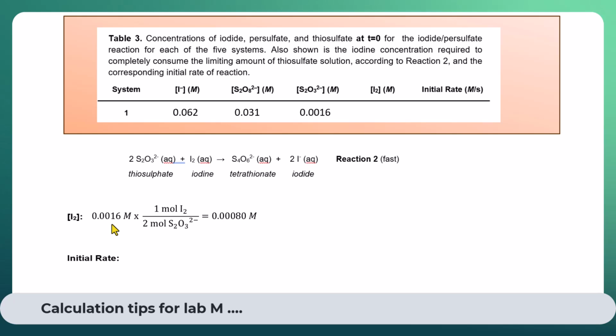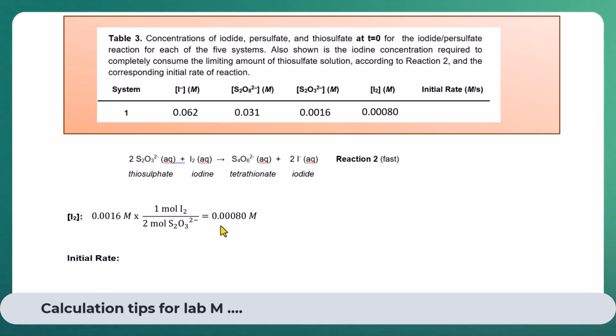So if we found that the concentration of thiosulfate that's present in solution in those 32 mils is 0.0016 molar, we can use this conversion factor based on the balanced equation, 1 mole of iodine per 2 moles of thiosulfate. Now that I've got the 0.00080 molar, I'll put that into my table. So that's the concentration of iodine that needs to be produced in order to consume all the thiosulfate that's in solution. And that's when we clicked our stopwatch, so we have a time associated with this.